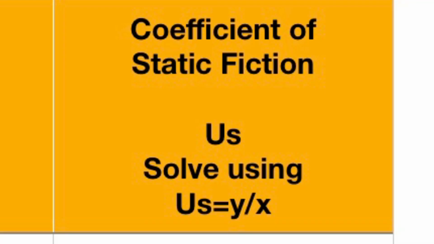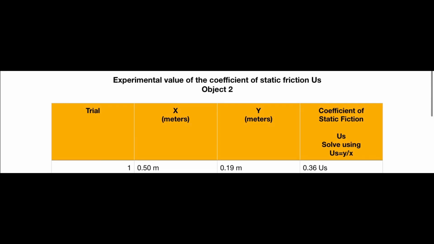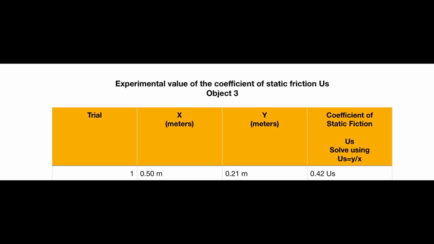Now we need the value of y so we can compute for the coefficient of static friction. So the y in meters for the first object is 0.18 meters. So by substituting the values to the formula for the coefficient of static friction, we get an answer of 0.36. And for the second object, we have a y value of 0.19 meters, making our coefficient of static friction as 0.36. Our third object has a y value of 0.21 meters, making our coefficient of static friction as 0.42.